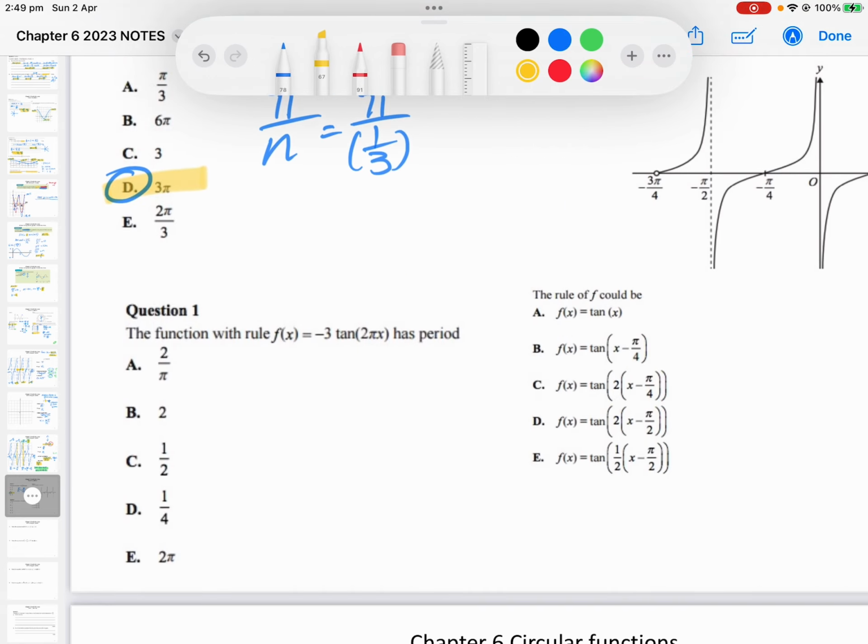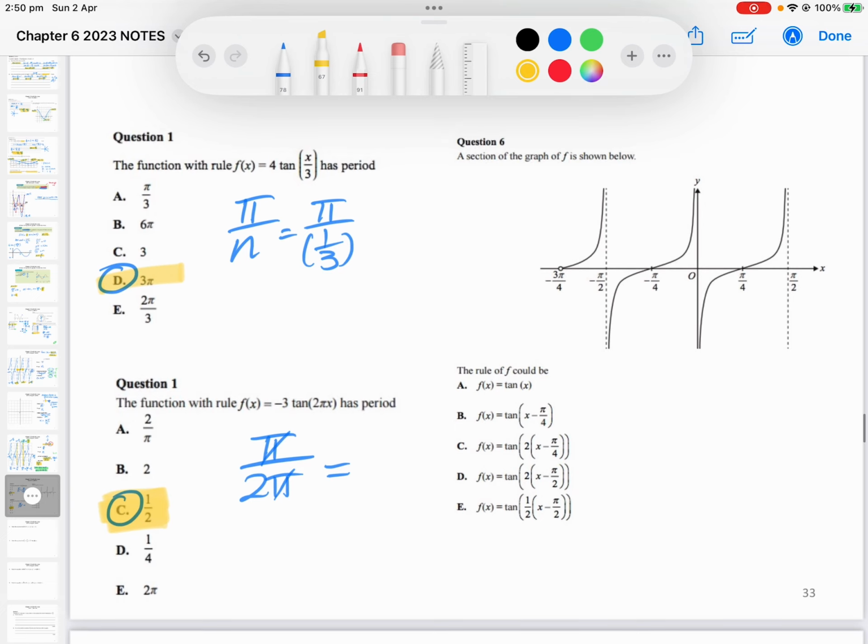The function with this rule has period, so same rule, pi on n, which will be pi on 2 pi, which is just 1/2. So that one's option C. So they're both question 1.